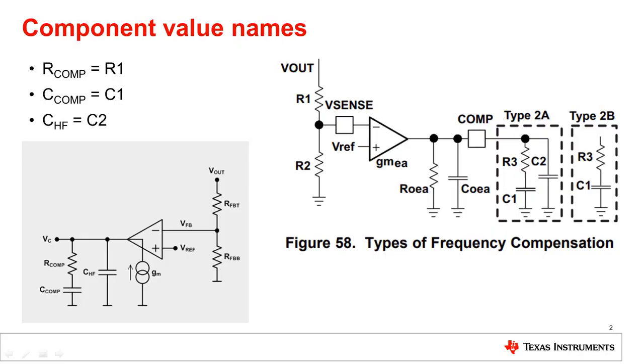Anyone wondering what the definitions of the compensation values are in PowerStage Designer versus how they are defined in the TPS-7H4001-SP datasheet can look here, where RComp will be R1 in the datasheet, CComp will be C1 in the datasheet, and CHF will be C2 in the datasheet.